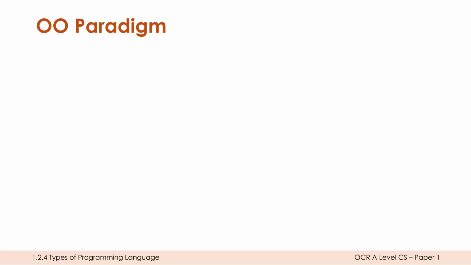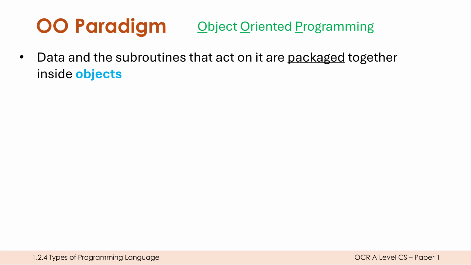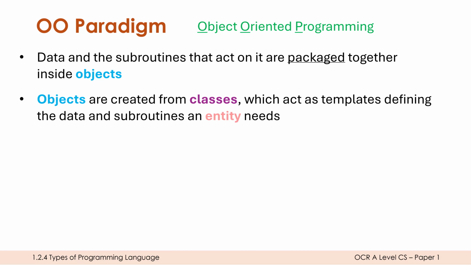So OO stands for object-oriented. You also see OOP, just short for object-oriented programming. In this approach, the data and the subroutines are really tied together, and they're packaged together into what are called objects. Whereas in the procedural approach, they're pretty independent, the subroutines and the data. We create these objects from classes. A class acts as a template, which defines the data and the subroutines an entity needs. And all of these words will be talked about later in this playlist.